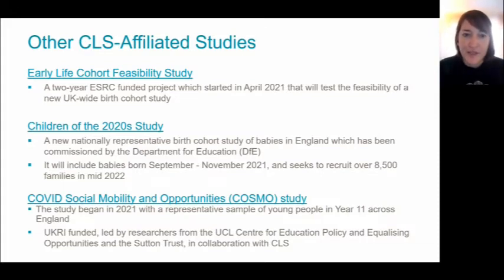There's the Children of the 2020s, which is a cohort developed in collaboration with the Department for Education, and will include babies born from September to November 2021 and aims to recruit over 8,000 families. And then there's the COVID Social Mobility and Opportunity Study, the COSMO study, which is looking at specific experiences of the COVID pandemic for year 11s during 2021, and is funded jointly by the UKRI and researchers from both UCL, CLS and the Sutton Trust working on developing it. So that's the asterisk part.